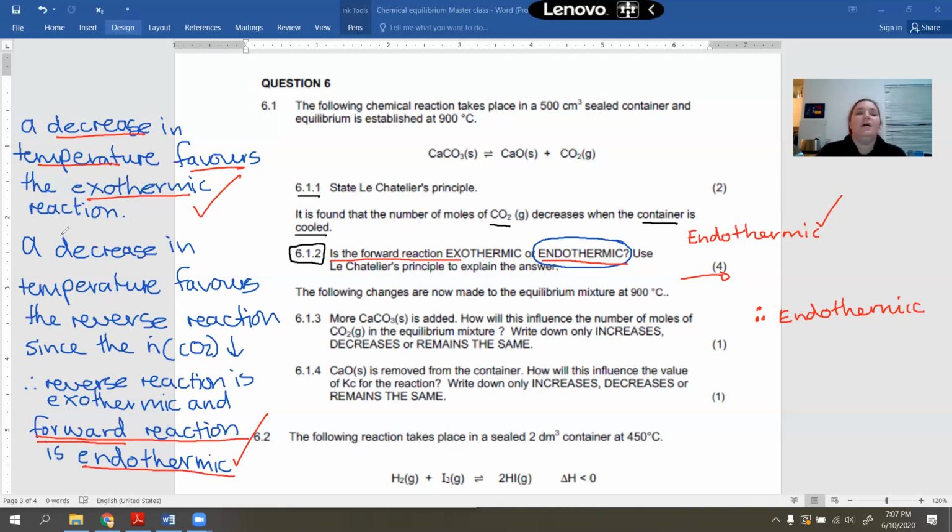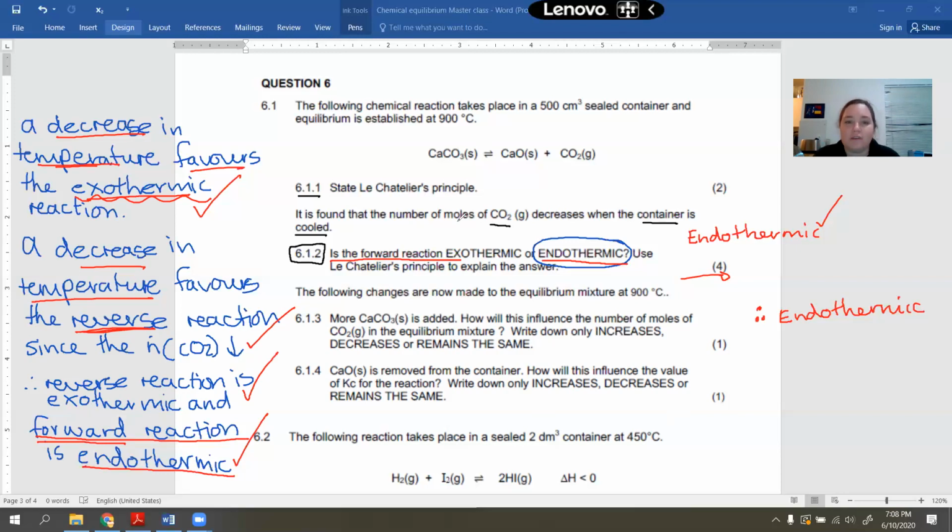First mark. The second mark, in my view, is that a decrease in temperature favors the reverse reaction because the number of moles of carbon dioxide is decreased. So I want you to link decrease in temperature to exothermic and decrease in temperature to reverse. That's your second mark. And I would say that "therefore the reverse reaction is exothermic" is where I'd put this third mark. And "therefore the forward reaction is endothermic" would be my last mark.